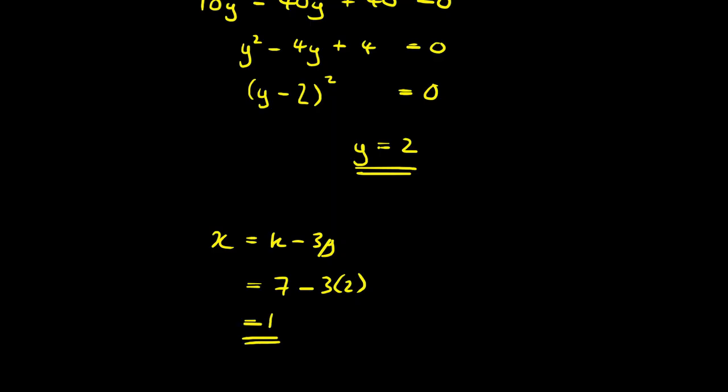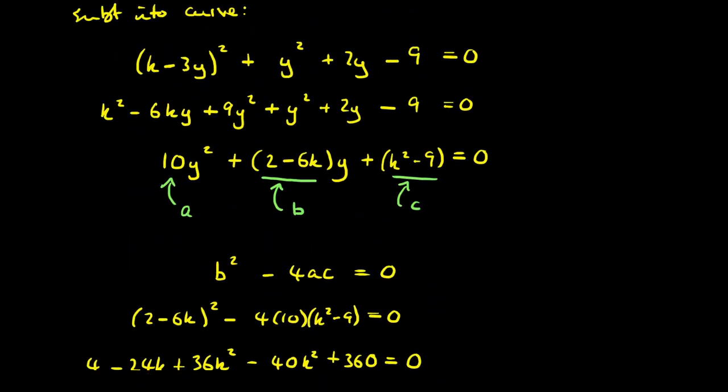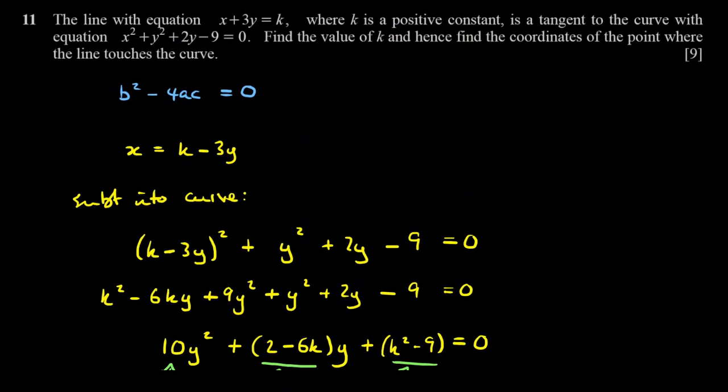So I think that should be the solution to our question. The coordinate is 2, 1, and k is equal to 7, where the line touches the curve. Yeah, that looks right to me.